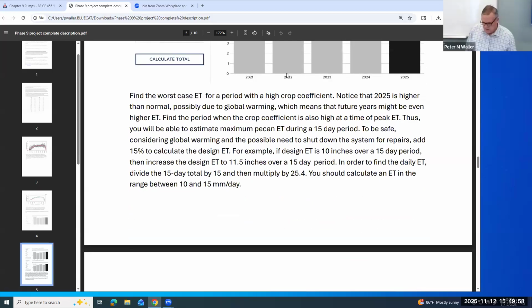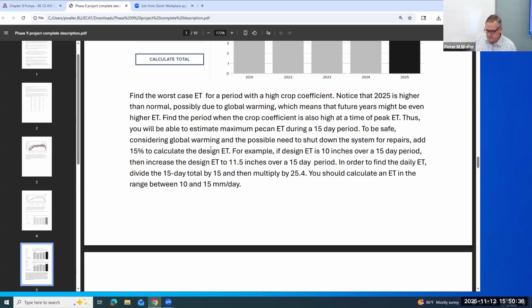Okay, so what you need to do for your project is figure out the worst case ET for the period with a high crop coefficient. I've kind of given away when that is. But also notice that 2025 is higher than normal. And probably you want to go for a 15-day period of peak, which is probably worse than a 30-day period, because you have fluctuations. And also you have probably higher ET in mid-June than early June.